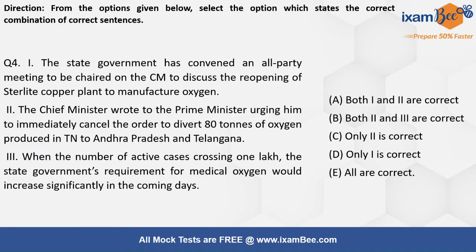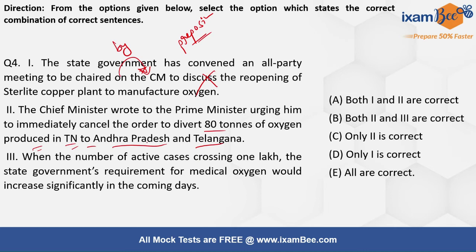Okay. Now this sentence says, the first one says, the state government has convened an all-party meeting to be chaired on the CM. So the meeting will not be chaired on someone, but it will be chaired by someone, right? The CM will be the chairman. So the meeting will be chaired by someone. It is the incorrect use of preposition again. Okay, next is, the chief minister wrote to the prime minister urging him to immediately cancel the order to divert 80 tons of oxygen produced in Tamil Nadu to Andhra Pradesh and Telangana, right? So yes, there is no error here.